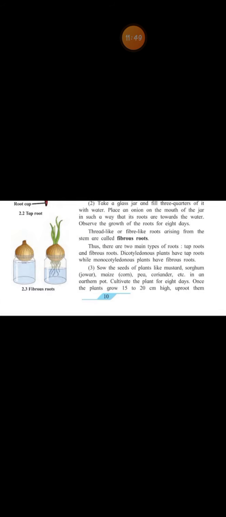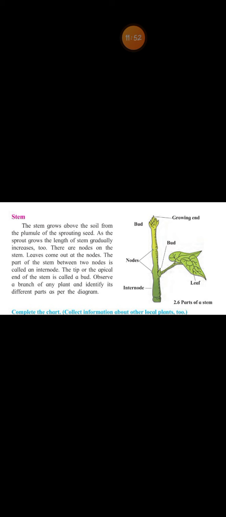Yes. Now, this was all about root. Now we'll see about stem. The stem grows above the soil from the plumule of the sprouting seed. As the sprout grows, the length of the stem gradually increases too. Okay? There are nodes on the stem. Leaves come out of those nodes. The part of the stem between the two nodes is called an internode. The tip or the apical end of the stem is called a bud.